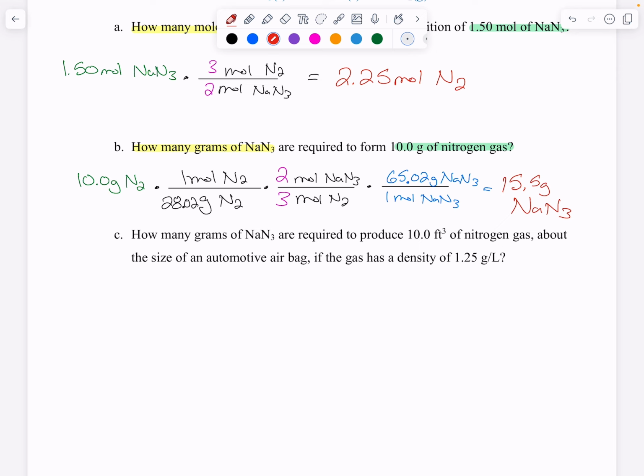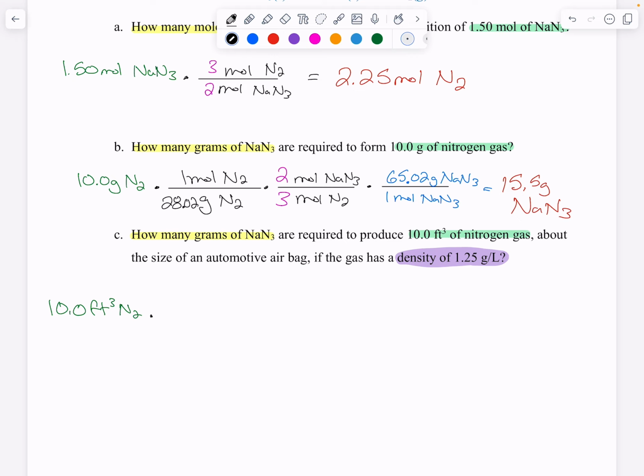How many grams of sodium azide is your question? How many are required to produce 10 cubic feet of nitrogen gas, about the size of an airbag? The gas has a density of 1.25 grams per liter. Well, this looks fun. The amount I'm starting with is 10.0 feet cubed of N2. So that's what I'm starting with.